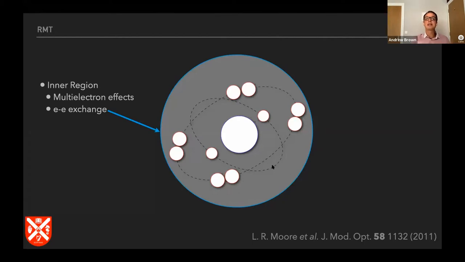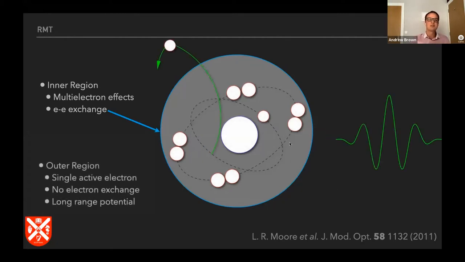But perhaps during our calculation or during the physical process we're modeling, an electron escapes from this region. So say, for instance, through tunnel ionization or maybe photoionization or even electron scattering. Now this electron, this ionized electron, is isolated from the residual ion. So this electron occupies a different physical space from the residual ion electrons. And thus we can neglect the electron exchange because that effect is negligible. And effectively this single electron now moves in the long range potential of this multi-electron residual.